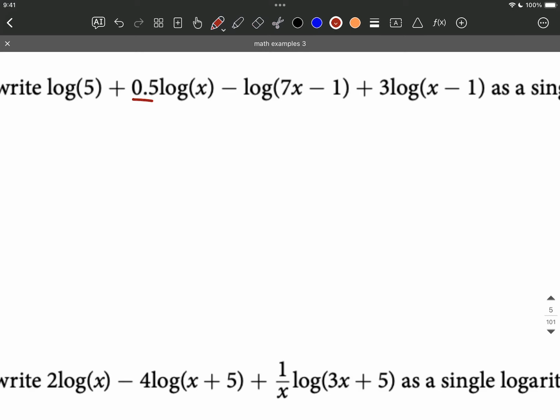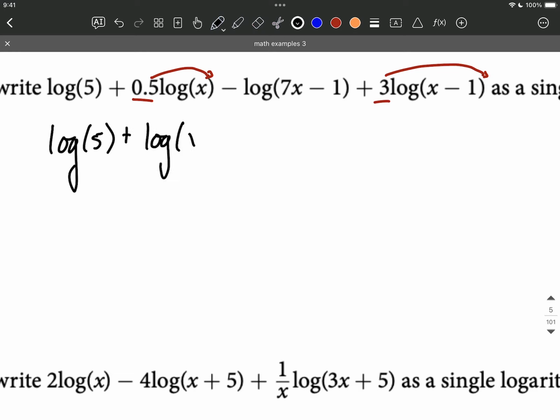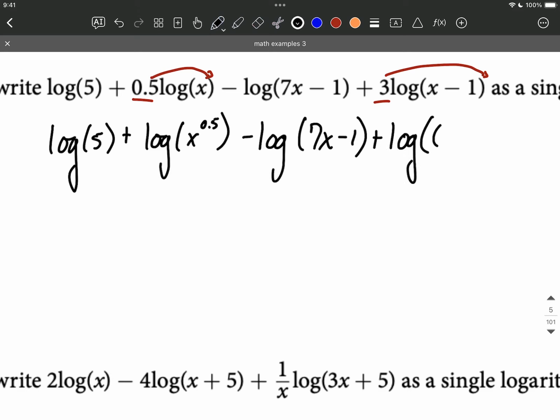First thing we're going to do is any of these multiples that are out in front, let's go ahead and move those up into the exponent. All right, so we'll start by rewriting this as log of 5 plus log of x to the 0.5 minus log of 7x minus 1 plus log of x minus 1 to the third power. All right, so take care of any of those multiples out in front first by moving them up, making them exponents attached to everything that's on the inside of that particular logarithm.